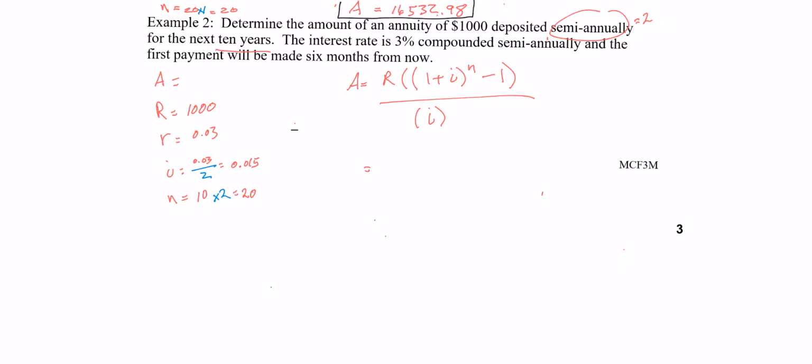Now, I'm going to substitute using this instead so that you kind of see how it would look. So we're going to start by writing 1,000, double bracket, 1 plus 0.03 divided by 2, raised to 20, minus 1, and then we're going to divide by 0.03 over 2. You'll notice that I put brackets around this fraction.